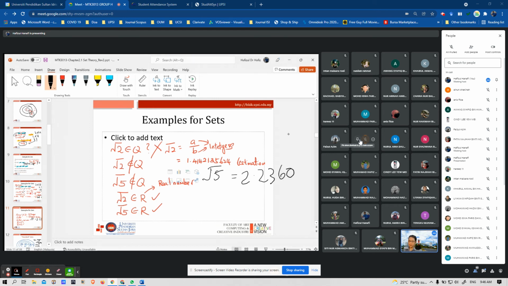2.2360. Okay, this one is not a rational number. It is a real number. It is above the rational numbers, because the rational numbers are a subset of the real numbers.